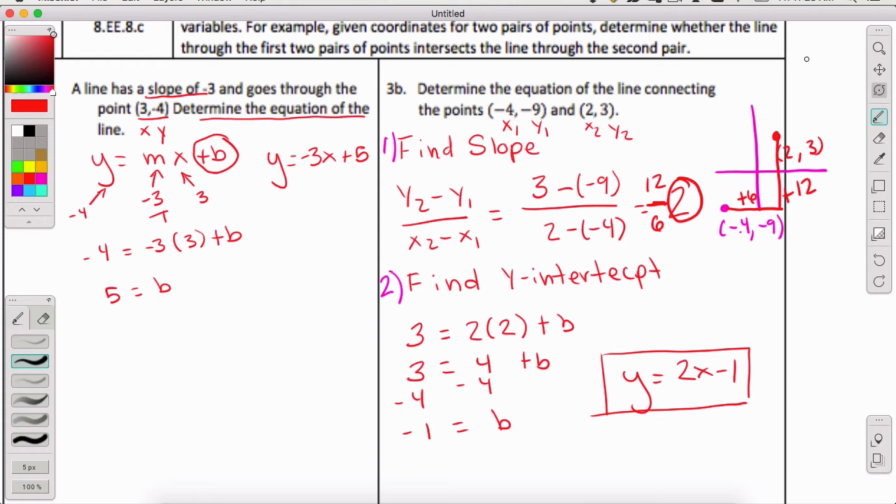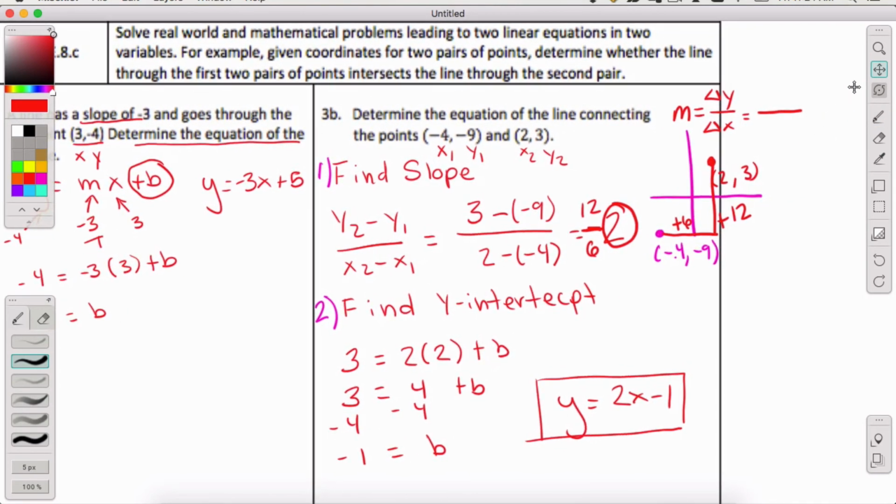So slope is always the most reduced form of how our x's and y's change. So when you do slope, the change in y over the change in x, we want to try to get the smallest, the most simplified version of our slope for our equation. So even though 12 over 6 is equivalent to 2 over 1, we want the 2 over 1 versus the 12 over 6. It makes doing the math a little bit easier in the equation.